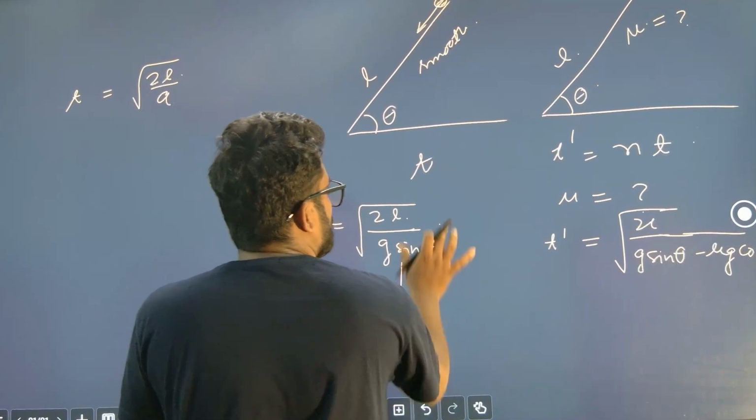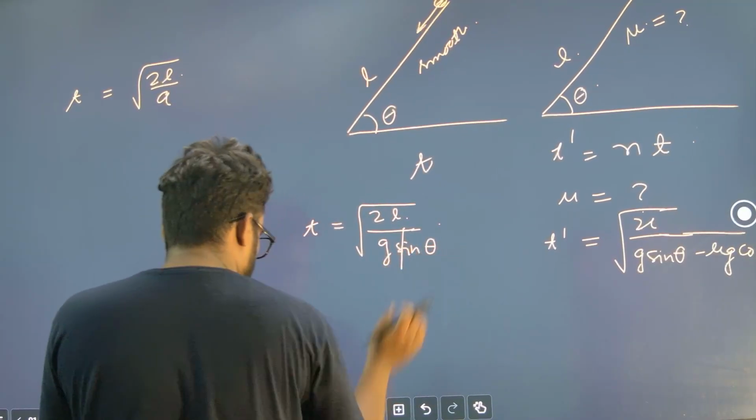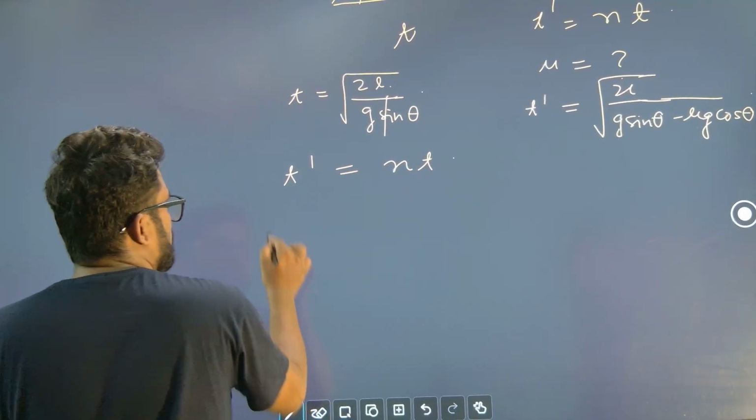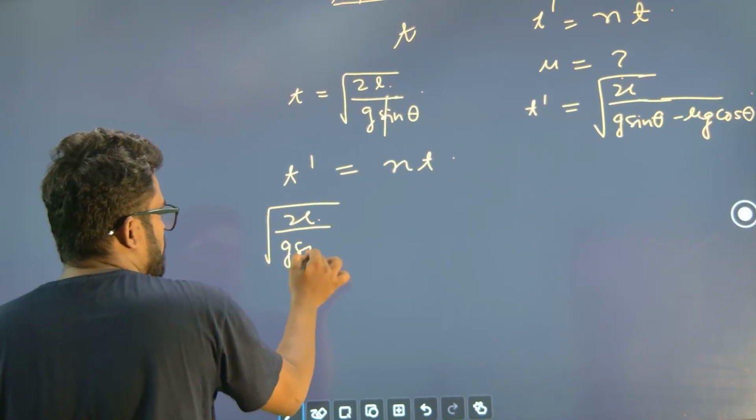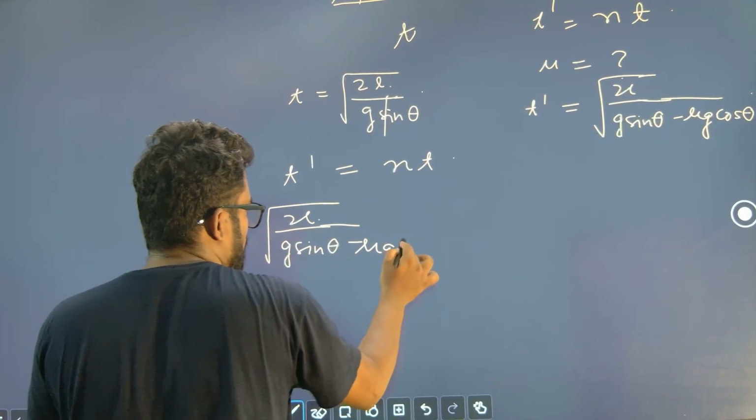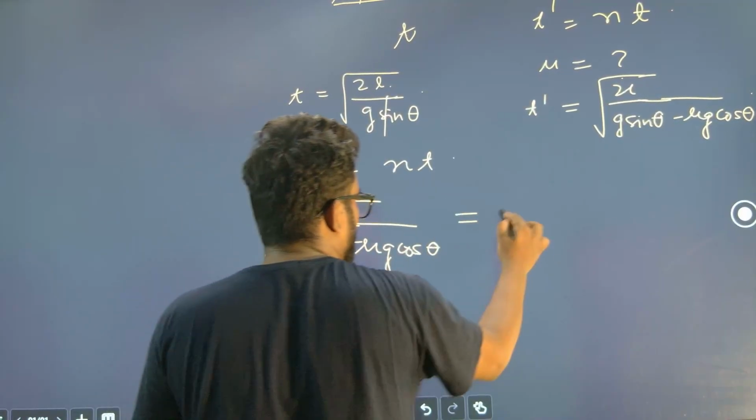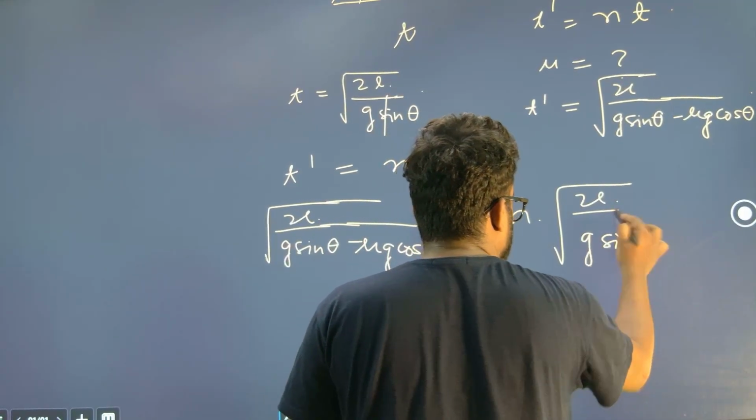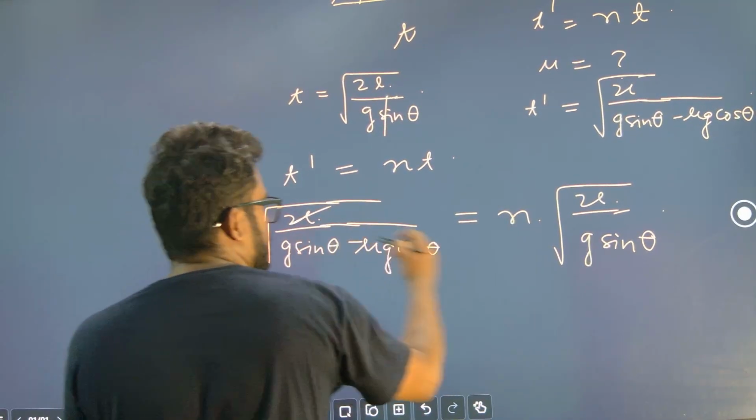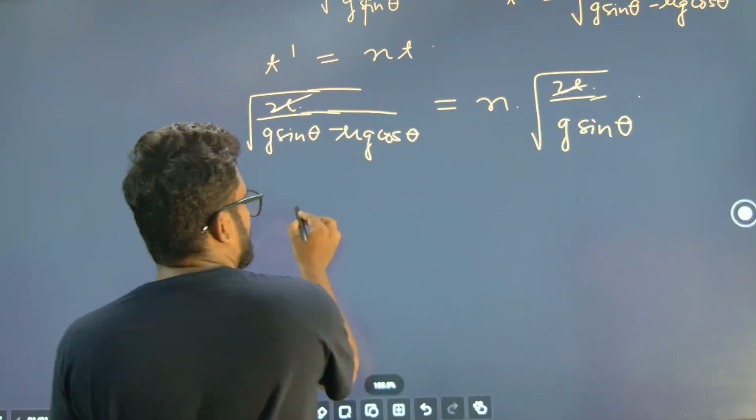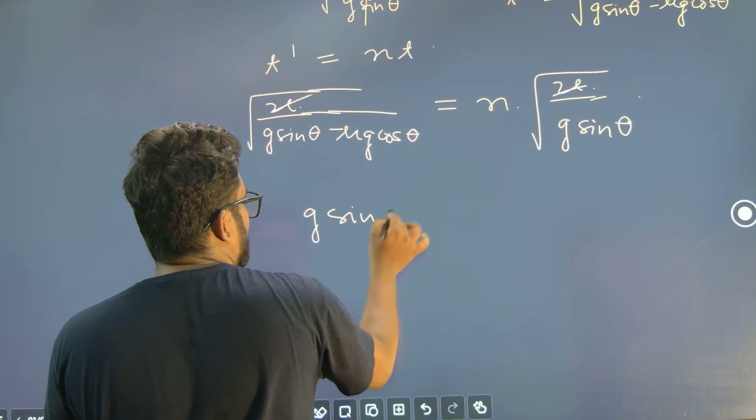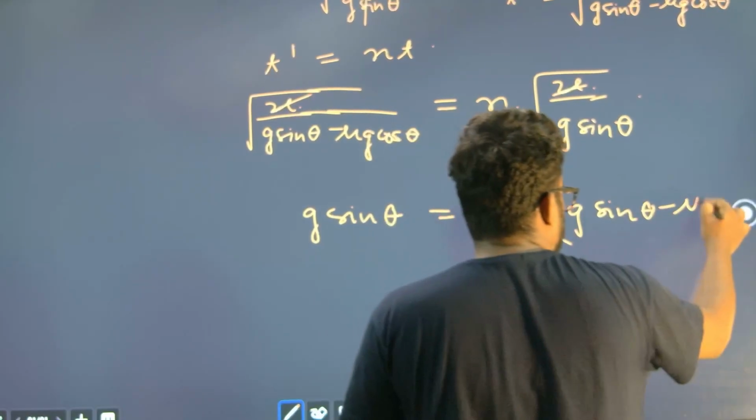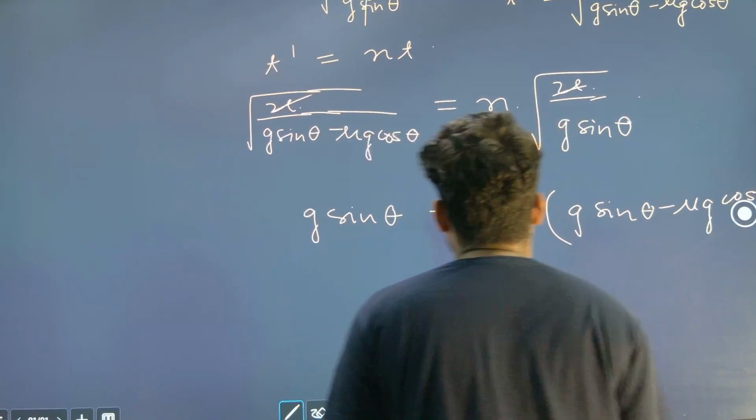Now we have a relation between t and t dash here. So t dash equals how much? n times t. So root of 2L upon (g sin theta minus mu g cos theta) equals n times root of 2L upon g sin theta. Simplifying this equation, this cancels, so we'll get g sin theta equals n square times (g sin theta minus mu g cos theta).